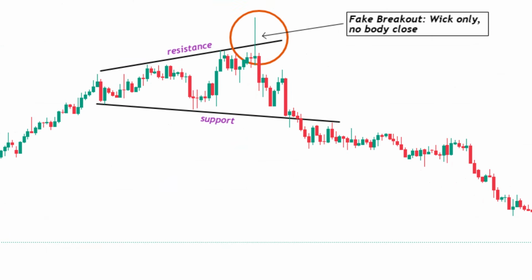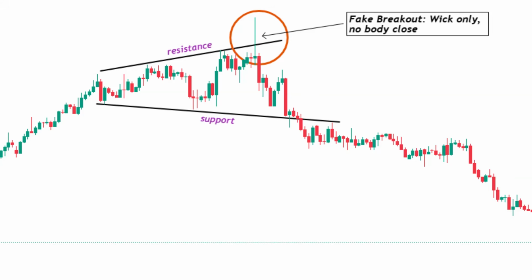Friends, let's look at this second chart together because this one is a classic fake breakout example inside an expanding triangle. Price moves up and briefly pushes above the upper resistance line. At this moment, many traders may think an upside breakout is happening. But when the candle closes, the story changes.